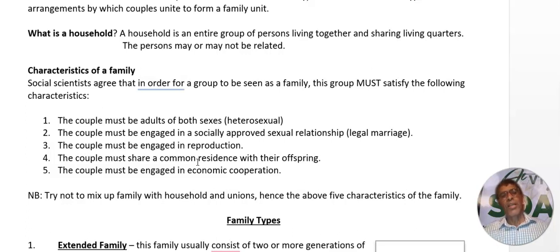The fourth one is the couple must share common residence with their offspring. Homosexual couples can't have offspring. They can have children, but the children would be based on adoption. But they can't have offspring. Watch me carefully. Offspring are the byproducts of a sexual relationship between a male and a female.